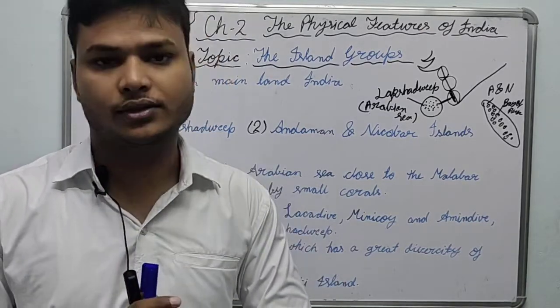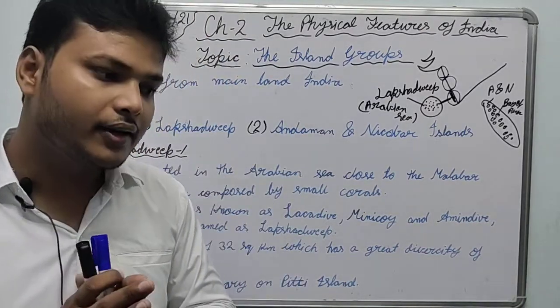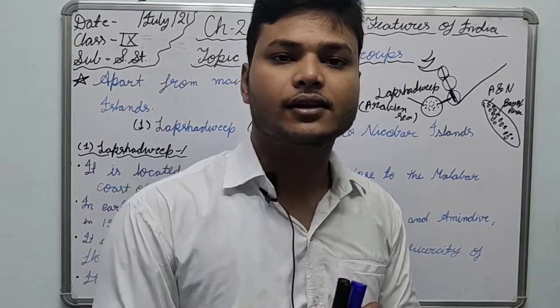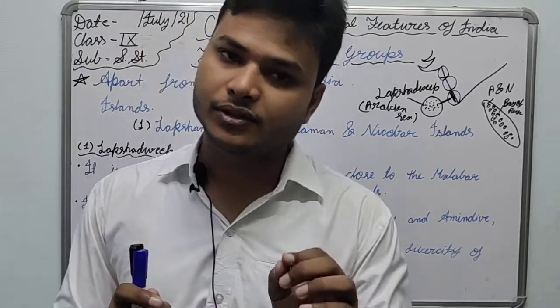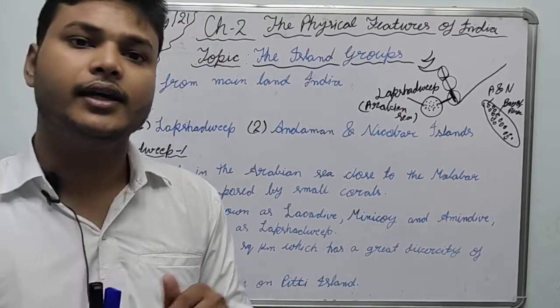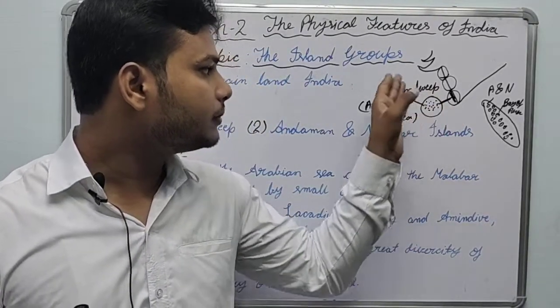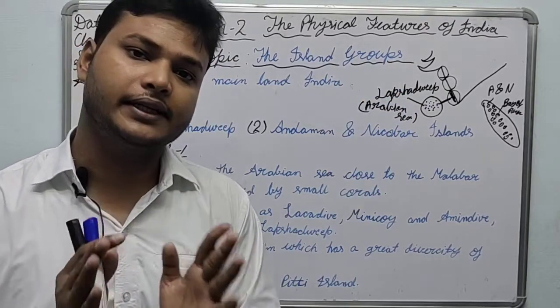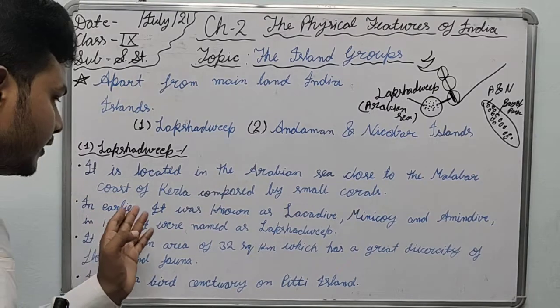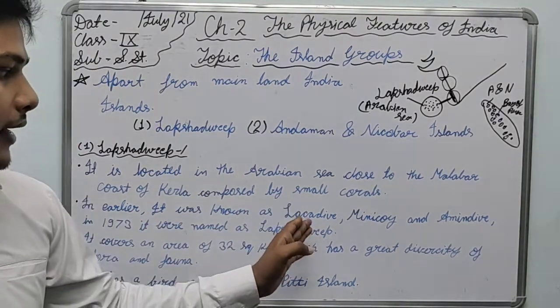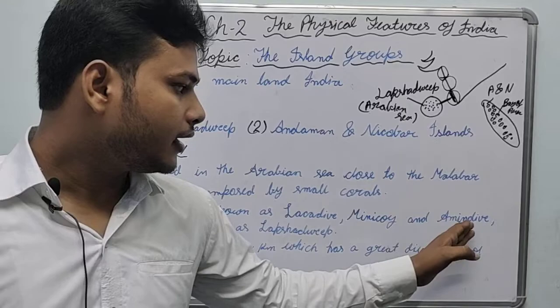So what are corals? We have a question. So we can say the corals are the skeletons of small marine animals. That means the small animals living in the sea, these are their skeletons, and Lakshadweep is made completely from them. Okay, the next one is, earlier it was known as Lakshadweep, Minicoy and Amindive.